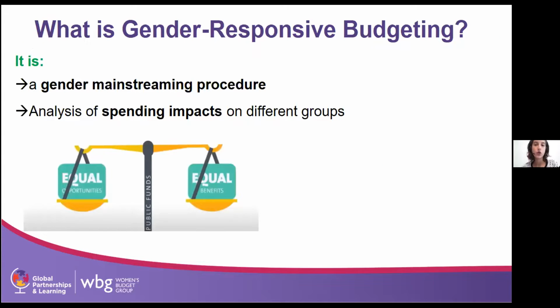So what is GRB? It is a gender mainstreaming procedure that targets fiscal policy, which is expressed in the public budget.